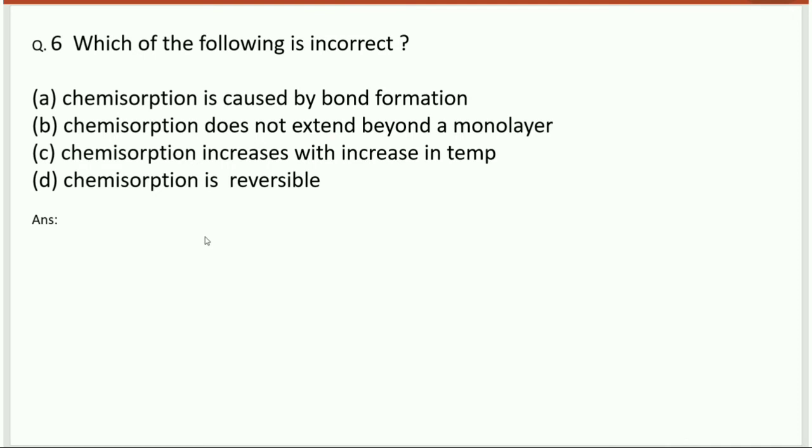Moving to the sixth question: which of the following is incorrect? Chemisorption is caused by a bond formation. Chemisorption does not extend beyond a monolayer. Chemisorption increases with increase in temperature. Chemisorption is reversible. So we should have an idea about chemisorption and physisorption.